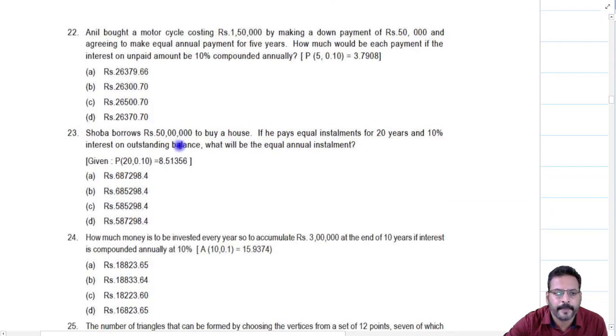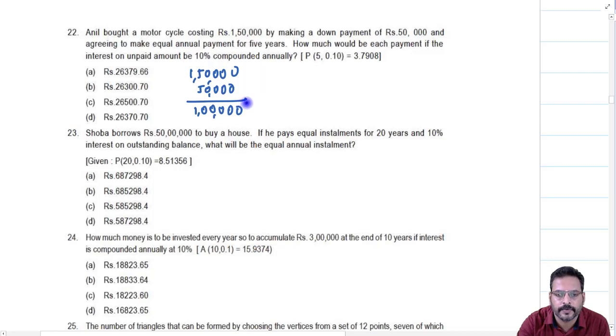The next question. A bought a motorcycle costing 1,50,000 by making a down payment. So the cost of the motorcycle is 1,50,000. He is making a down payment of 50,000. That means the loan taken is only rupees 1,00,000, agreeing to make annual payment for 5 years. So 1,00,000 will be the loan taken today itself.